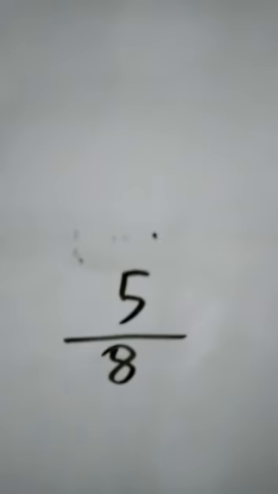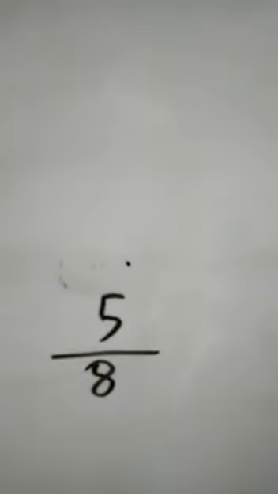We will now do like and unlike fractions, but first of all I will tell you what the numerator and what the denominator is. The upper part is called the numerator and the down part is called the denominator.